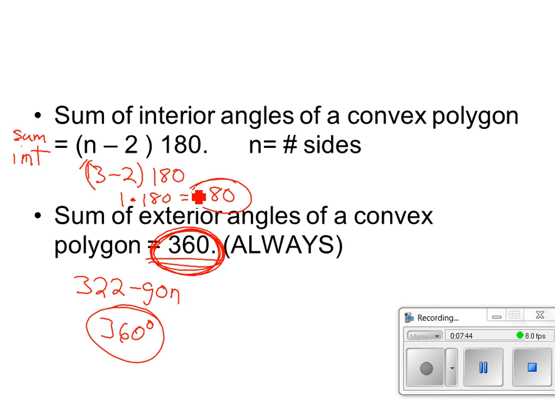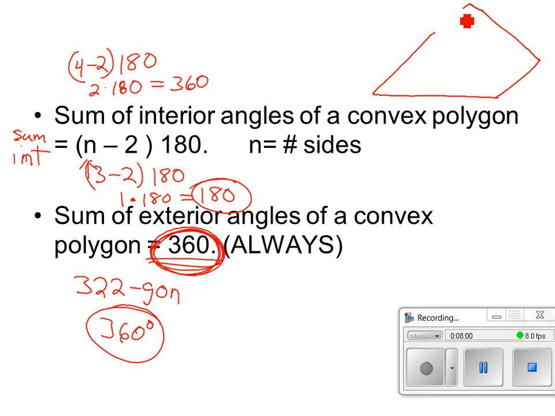4-sided figure. We plug in 4 right there. 4 minus 2 times 180. What is 4 minus 2? 2 times 180? So no matter what 4-sided figure I draw, it's a terrible 4-sided figure, it's supposed to be straight. What do you know about those 4 angles inside there? They add up to 360. What do you know about the angles outside? They add up to 360 also. That's the only shape where both the interior and exterior are the same sum.